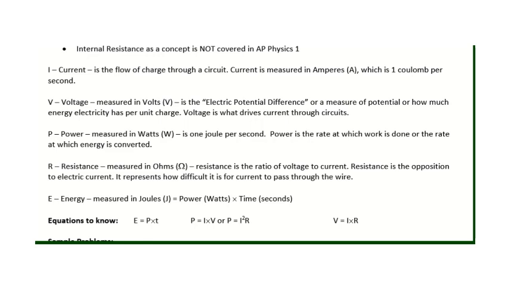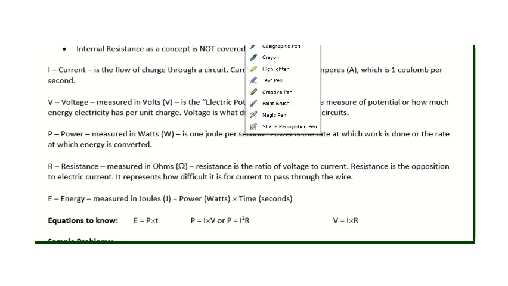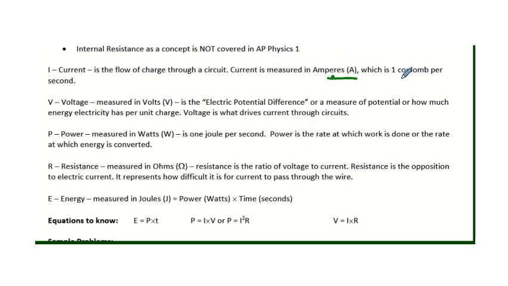Current is the rate of charge flow. It is measured in the unit called the ampere, which is 1 coulomb per second. Voltage, abbreviated V, measured in volts, is the electric potential difference. It's essentially what drives the current through the circuit. Power, just like in your previous units, is measured in watts, is 1 joule per second. It's the rate at which work is done.